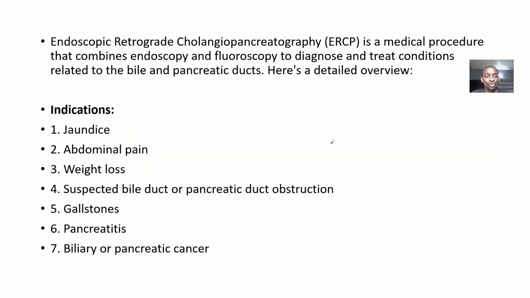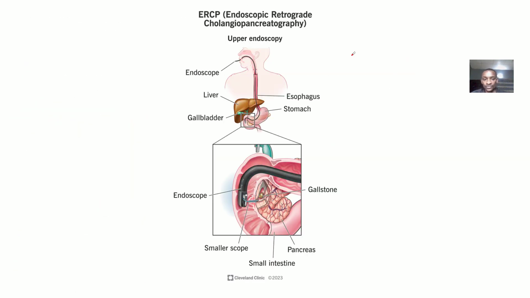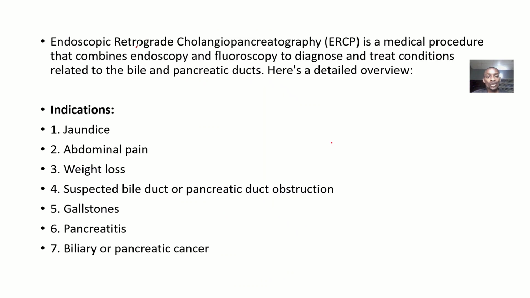Okay? So for the definition, you could say you're using an endoscope, you put it right here to come and operate around the bile duct or the pancreas. Okay? So the endoscopic retrograde cholangiopancreatography is a medical procedure that combines endoscopy and fluoroscopy. Okay? And you are doing this to diagnose and treat any conditions that are related to the bile duct and pancreatic duct. Okay? So here's a detailed overview of what we'll be talking about.